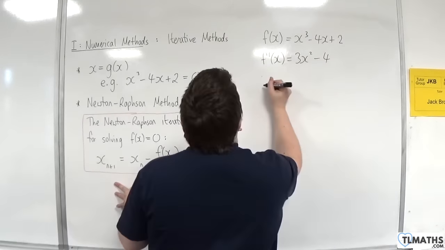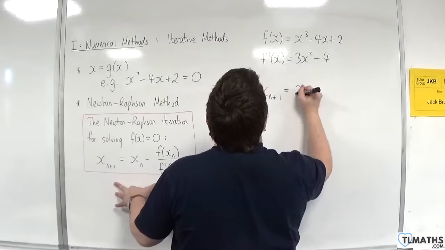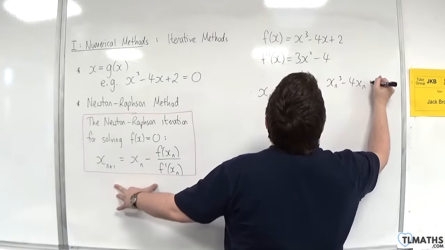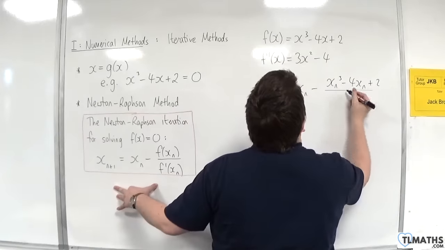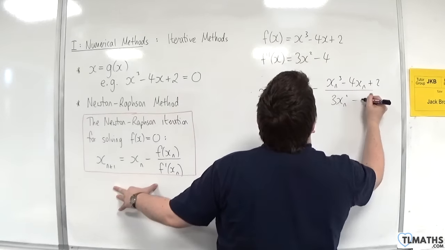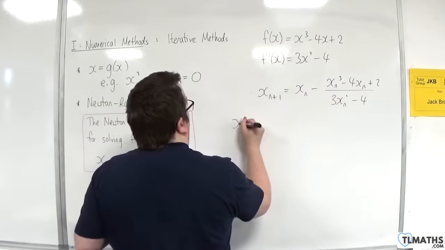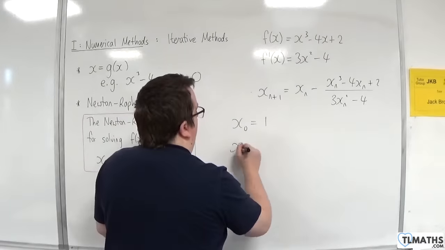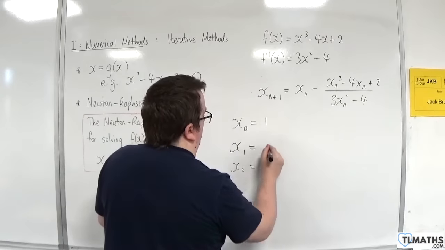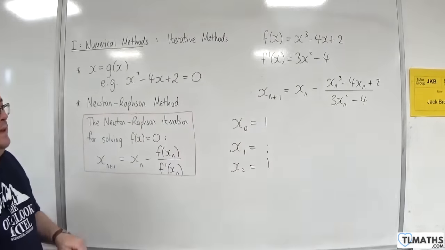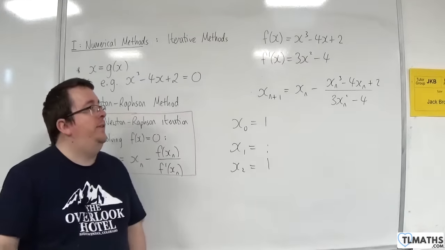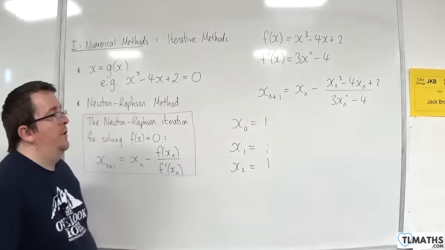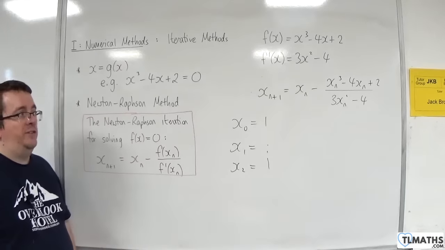So then we can write down the iterative form. Xn plus 1 is equal to xn take away xn cubed take away 4xn plus 2. Make sure you've got the n's there, and you've got 3xn squared take away 4. And we're starting with x0 is 1, for example. And then I can substitute that in, and I can get x1, x2, whatever we need. Again, keep an eye out for fail cases, especially if the denominator here could be 0 at the starting point, so that means you're starting at a stationary point.